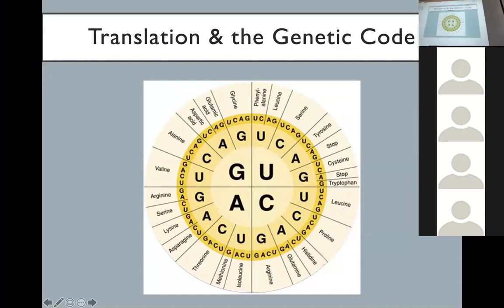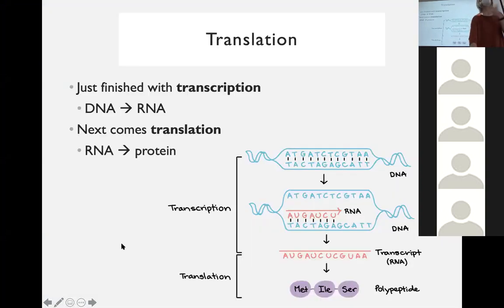Translation of the genetic code. We obviously just finished with transcription. We just talked about it. So as a reminder, with transcription, like I said at the beginning, we're going from DNA and we're making an RNA molecule, specifically an mRNA, which is messenger RNA. We'll talk about 2 other kinds of RNA today that are involved in translation. So we go from DNA to RNA with transcription.